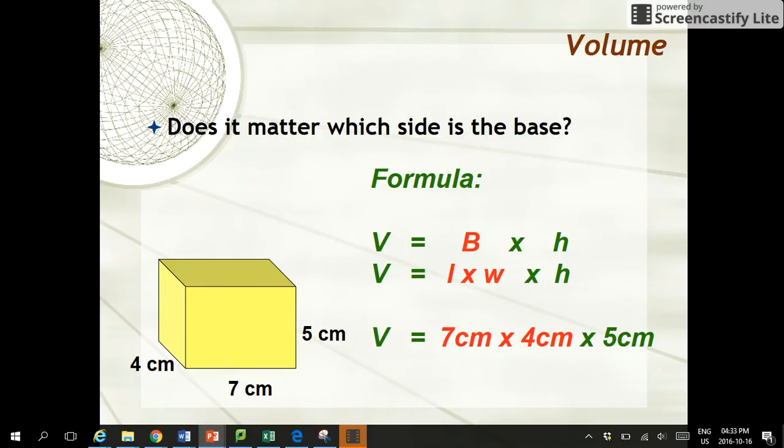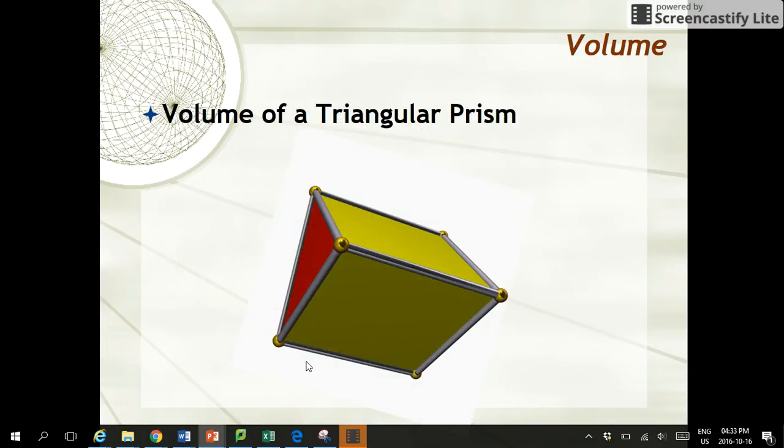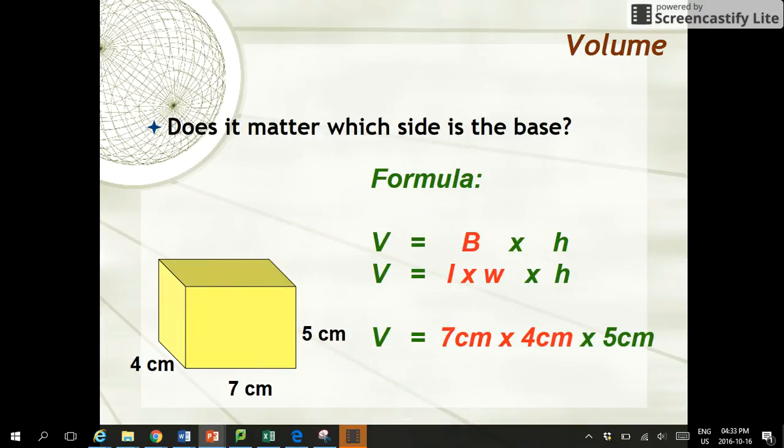Does it matter which side is the base? Let's make this side the base. So we're going to go 4 times 7 is 28, and then 28 times 5. Let's see if it gives us a different answer. No, it doesn't. It gives us exactly the same answer. So it doesn't matter which side you work on. Work out the area of one of the sides, times it by the height. So if this is the base that you're looking at, then use that one as the height. If this is the base you're looking at, you can decide which height you want to go. All right, so I want you to go ahead and give the first question a try.